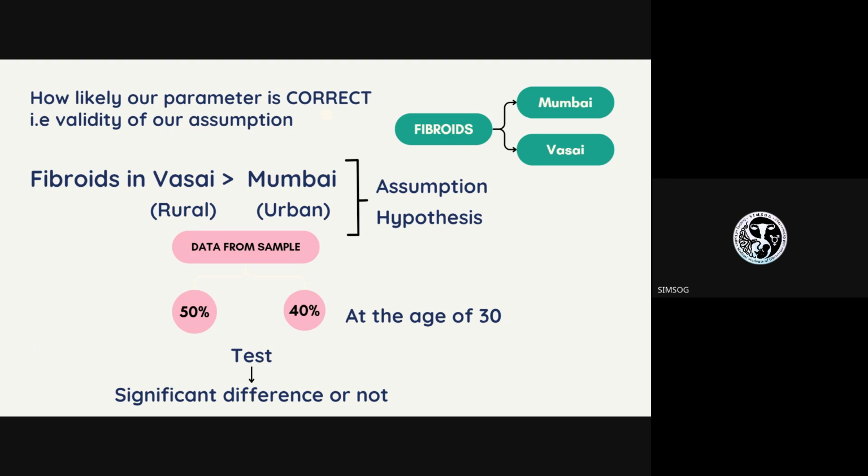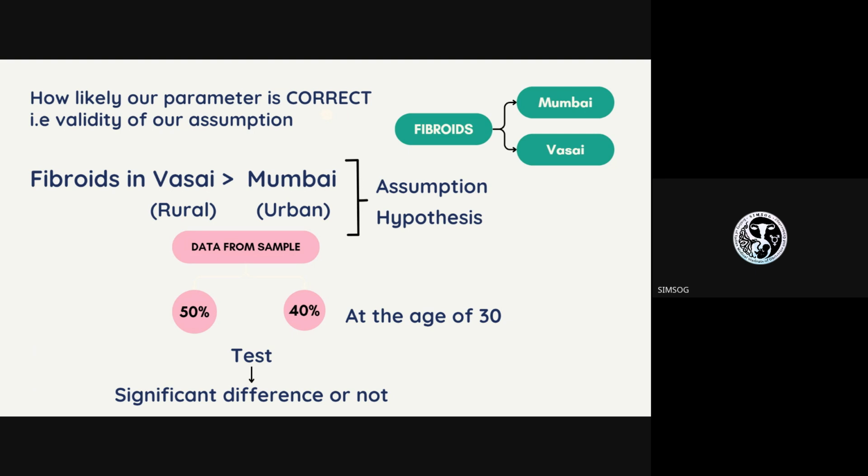I mean, 51 and 49 are also Vasai more than Mumbai, and 50 versus 40 is also Vasai more than Mumbai, and 90 versus 10%, or 90 versus 20% is also more than. So, we have to carry out the statistical tests to essentially tell how strong the data is, or how significant the data is, to generalize and to apply it for a conclusion.